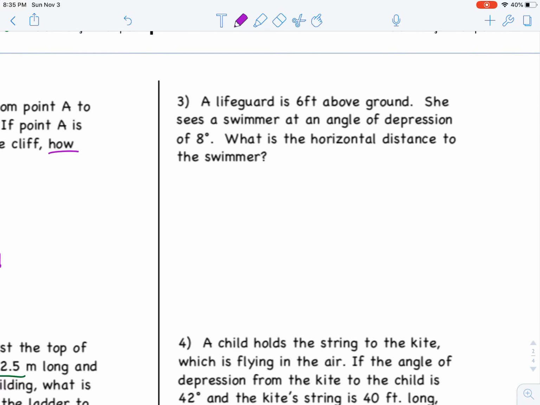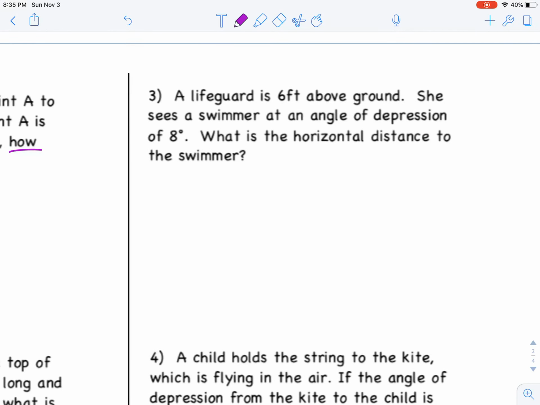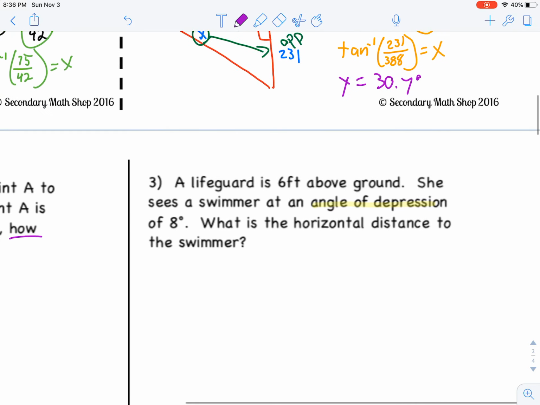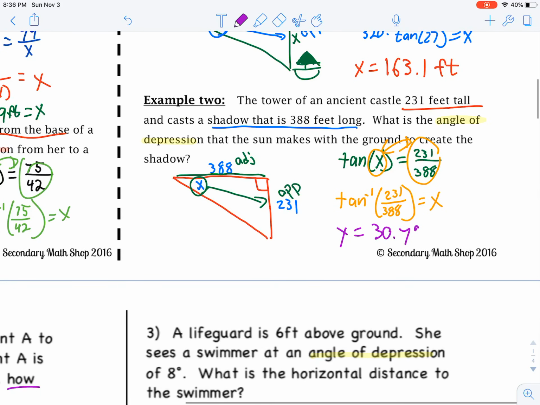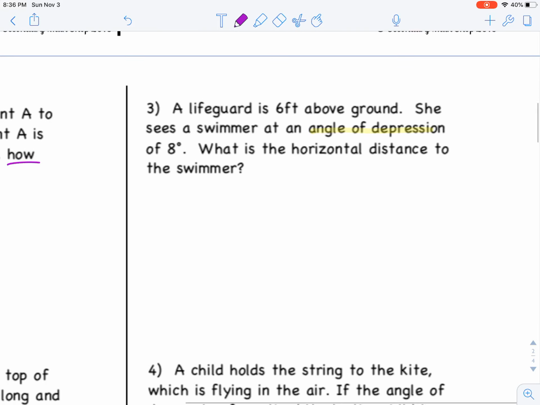All right, number 3. A lifeguard is 6 feet above ground. She sees a swimmer at an angle of depression of 8 degrees. What is the horizontal distance to the swimmer? Okay, so there's a lot of vocabulary in here, but it says angle of depression. So we're going to draw our angle of depression triangle. If you forget, this is what it looks like right up here. We're going to draw a triangle that looks exactly like that. There we go. All right, draw your right angle.